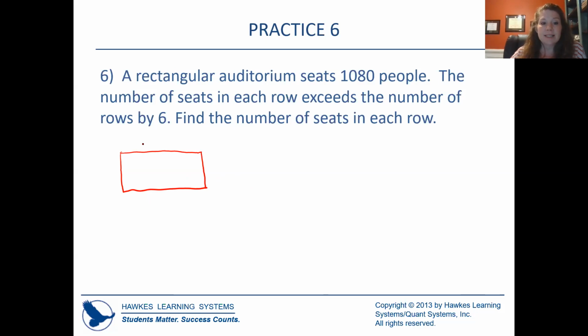So here's our seats this way, because it's the longest side. It exceeds the number of rows by 6. So our rows is, we don't know, but what do we know about the seats? There's 6 more seats than rows. So rows plus 6. And all together, if you filled up all the seats, we can fit 1,080 people in there, which is basically the same as finding the area of a rectangle. So we're going to multiply our number of rows by our number of seats, and we're going to get 1,080 people.